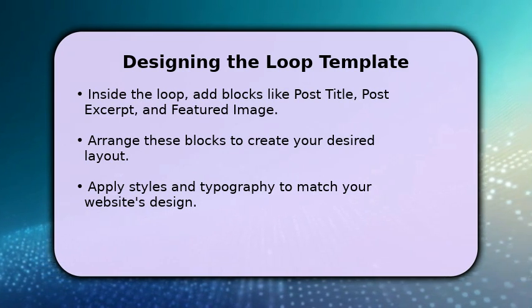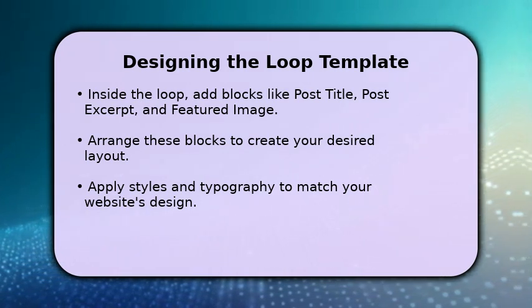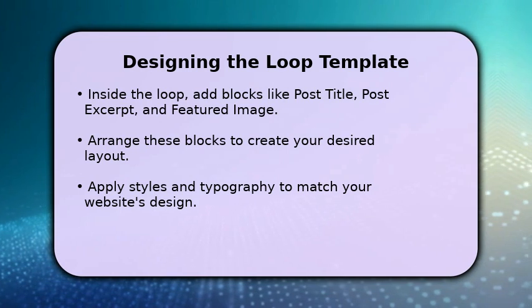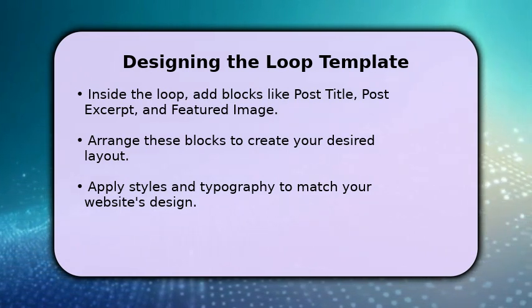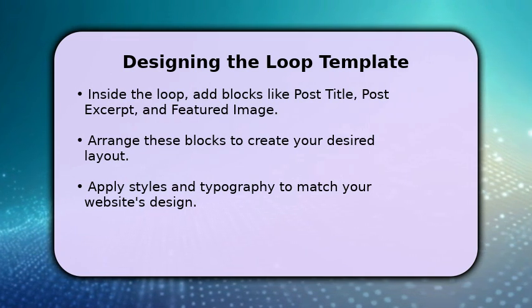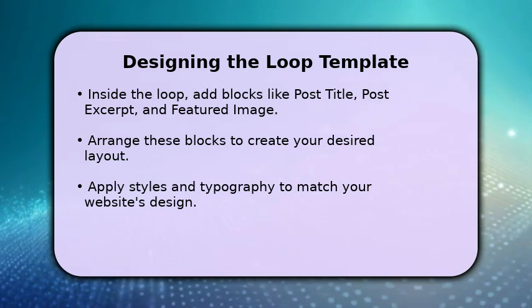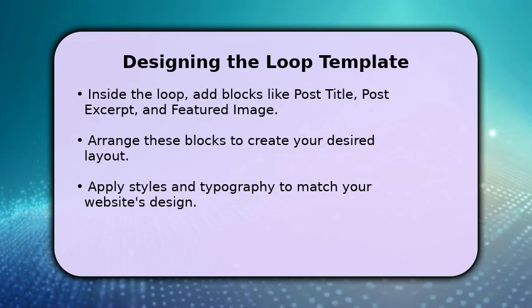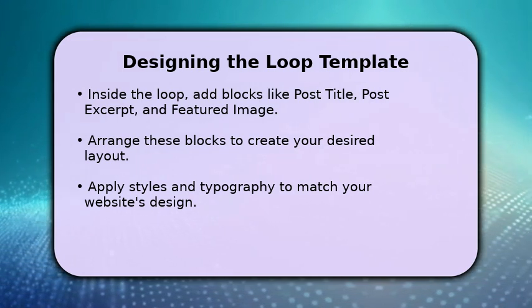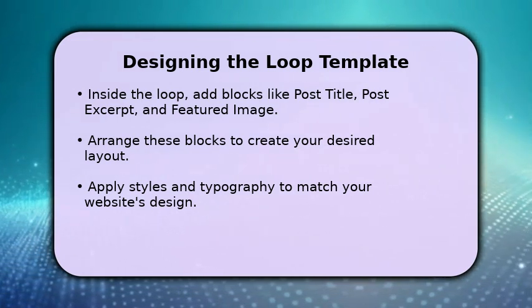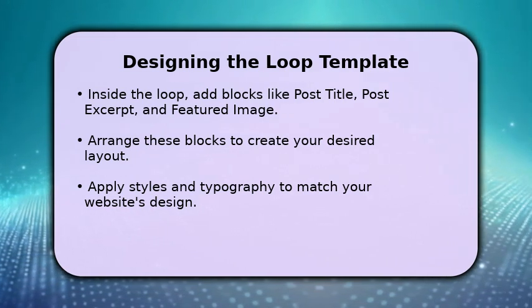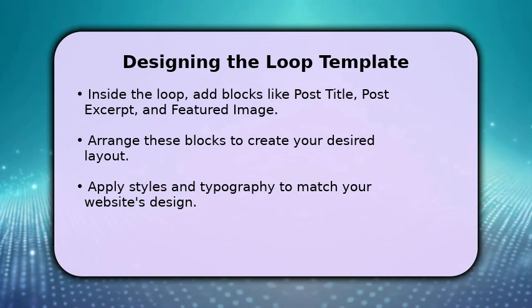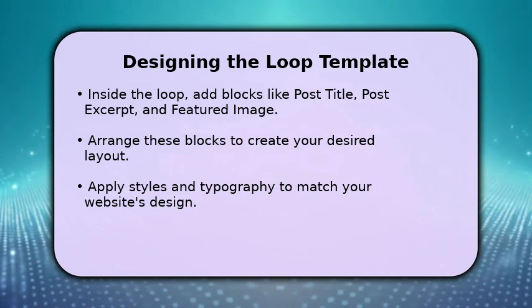Finally, let's talk about designing the individual template within your query loop. Once you have set up your query, you can add various blocks inside the loop itself, such as the post title, post excerpt, and the all-important featured image. You can then arrange these blocks to create the perfect layout for each item displayed. Don't forget to apply your preferred styles and typography to ensure everything seamlessly matches your website's overall design. This allows for truly dynamic and visually appealing content sections.